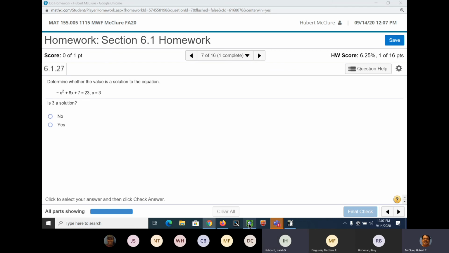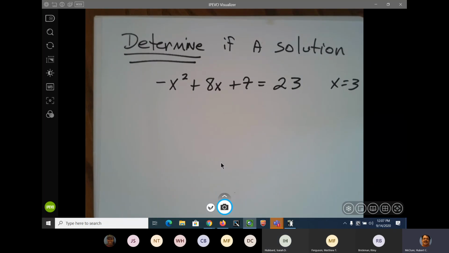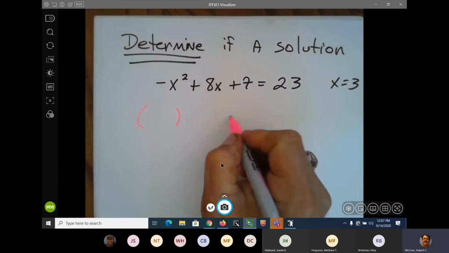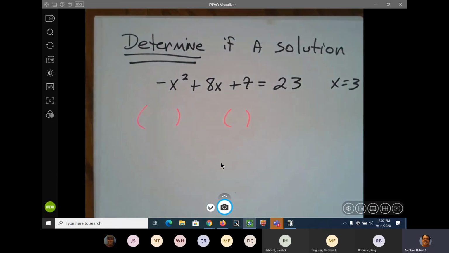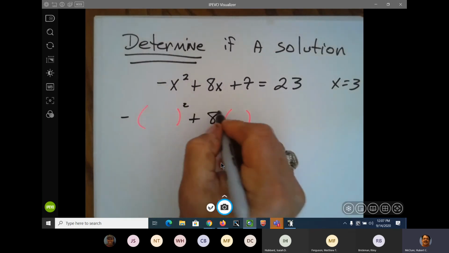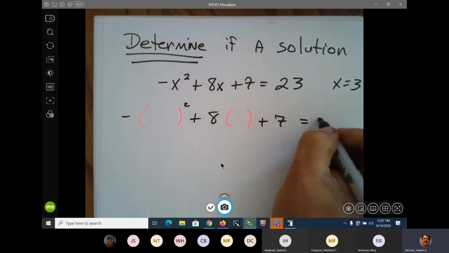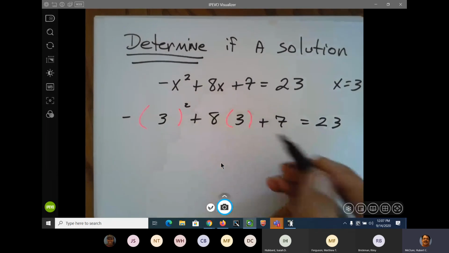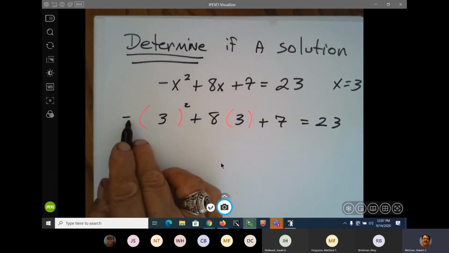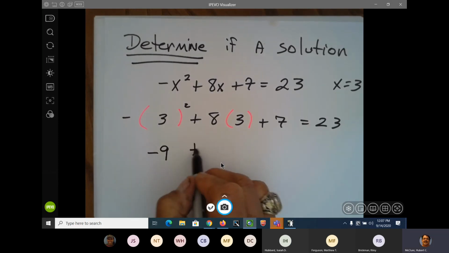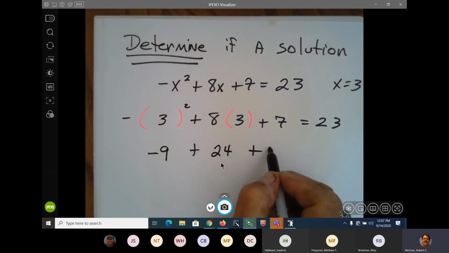So we're going to take our handy dandy pink highlighter, and I'm going to draw a big set of parentheses and a big set of parentheses, and I'm going to put a negative here and a square there and an 8 there and a 7 there and a 23 there. And then I'm going to plug in what? 3. 3 squared is 9 with a negative out front. That's negative 9. Plus 24 plus 7.